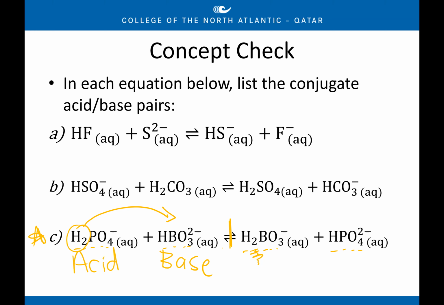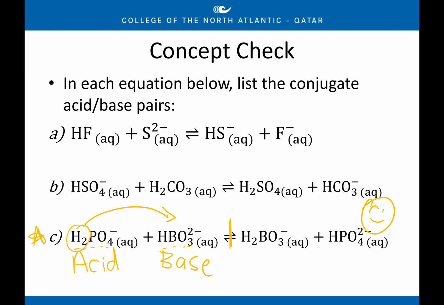Again, the acid is the chemical that gives a proton away. The base is the chemical that accepts that proton. And I can tell that because of the reaction. So the next part of this question: which is the conjugate acid? Which is the conjugate base?